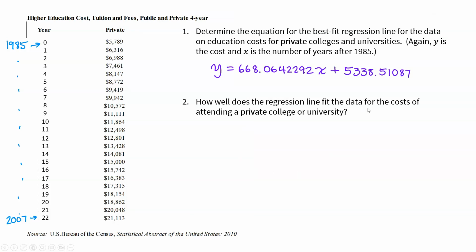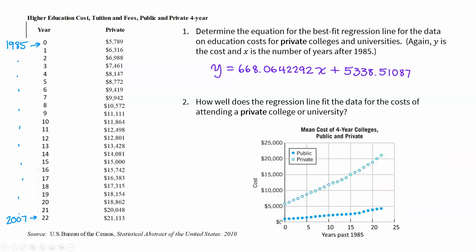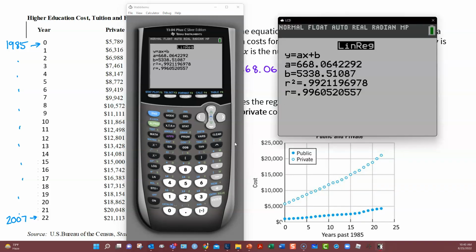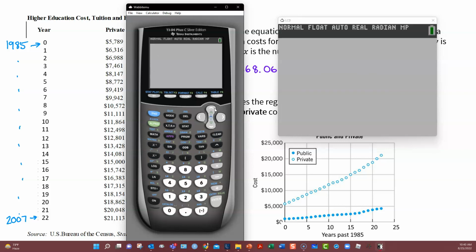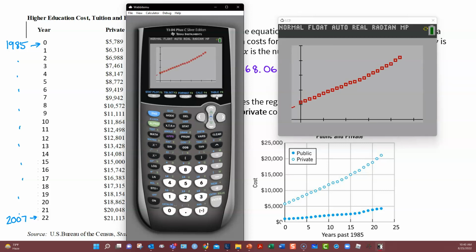Now, how well does the regression line fit the data for the cost of attending a private college or university? Well, going back to the previous situation where we were using 2 data points to do that, neither one of them really fit all that well. There was always a portion of the graph kind of falling off. However, and this is going to be verified by me going back to here, if I wanted to graph my regression line, because now it's stored under Y2, I've turned off Y1, and you can turn graphs on and off by going over the equal sign and hitting enter. I can see that the regression line, again, is fitting the data fairly well.